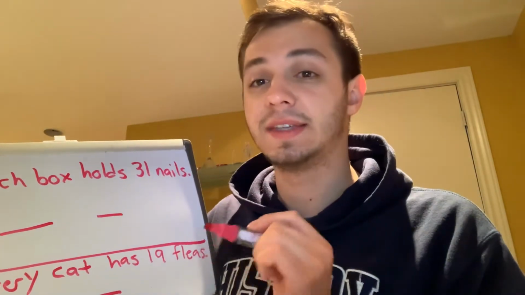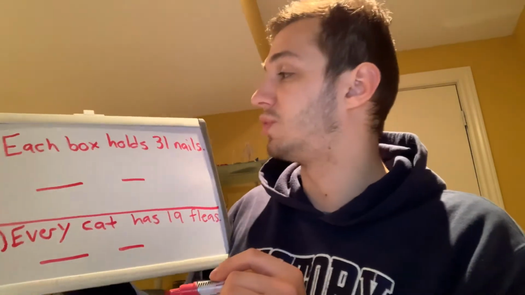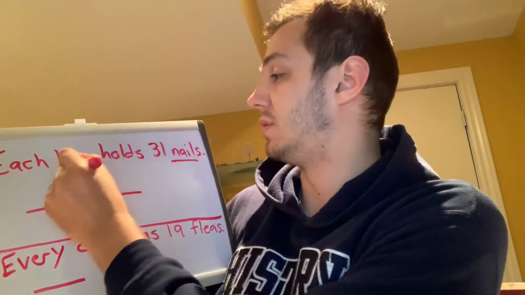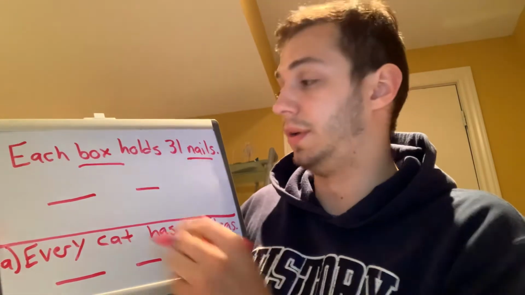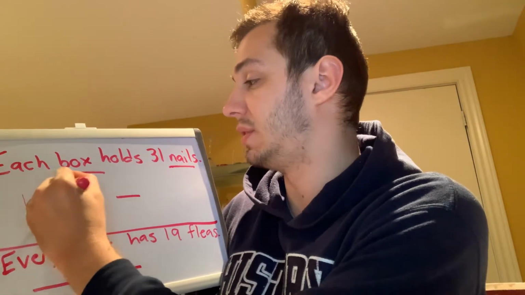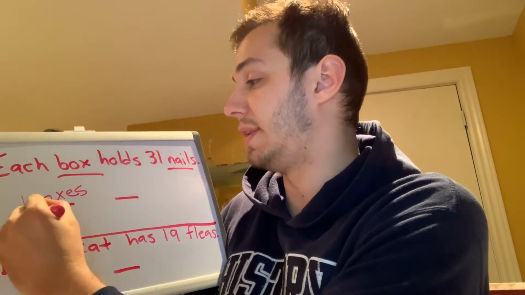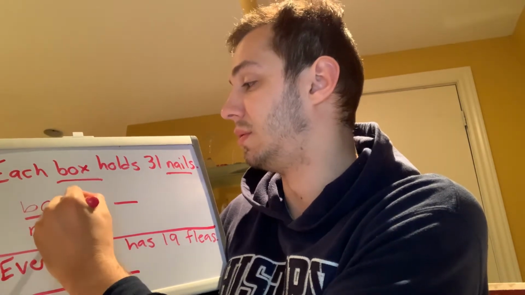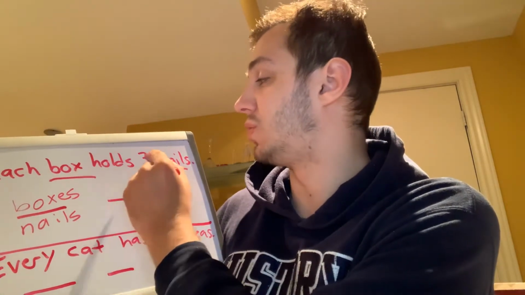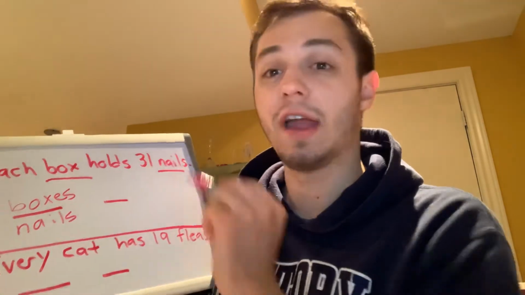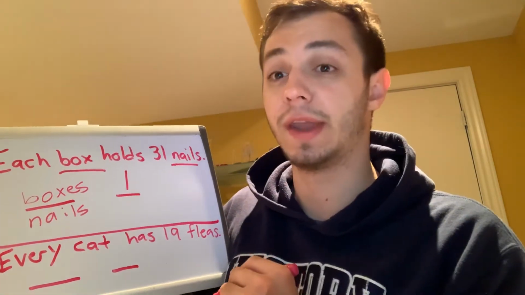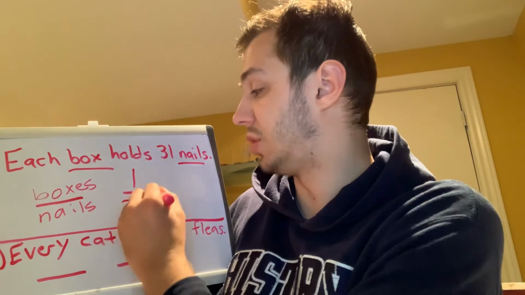If you look at the example on your sheet, the two things we're comparing are boxes and nails. So that's what we're going to put in our first blank. We have boxes and nails. Each box holds 31 nails. So for every one box, we have 31 nails. Just like that.